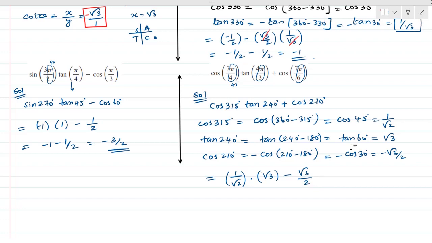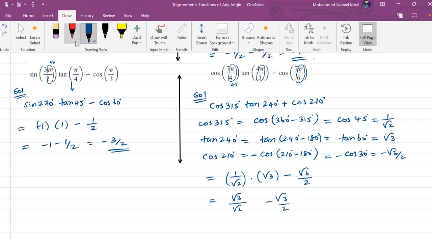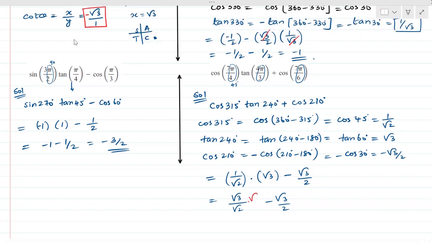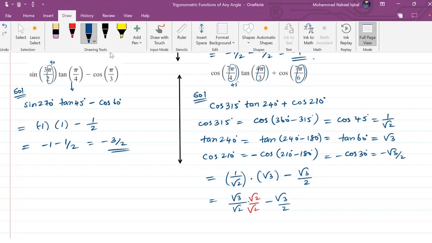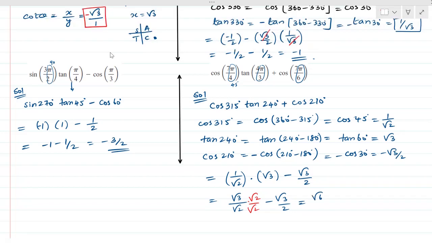Now when you simplify this one, you will get root 3 over root 2 minus root 3 over 2. I have to rationalize this one by multiplying by root 2 over root 2. You will get root 6 in the numerator over 2 minus root 3 over 2. So the answer will be root 6 minus root 3 over 2. So this is the final. Thank you.